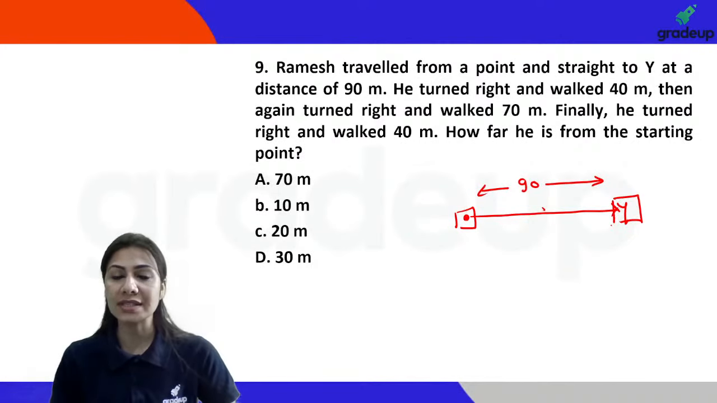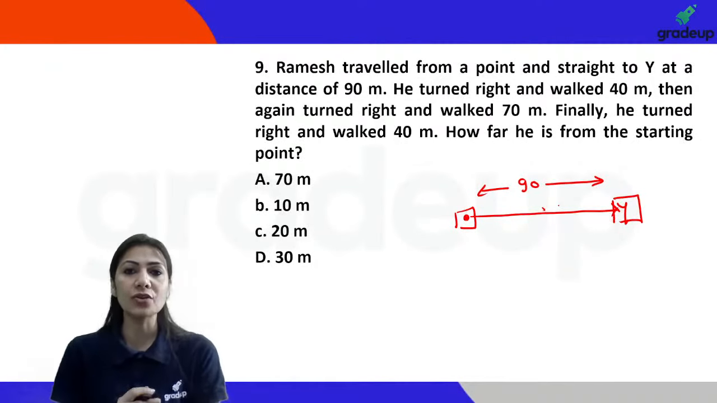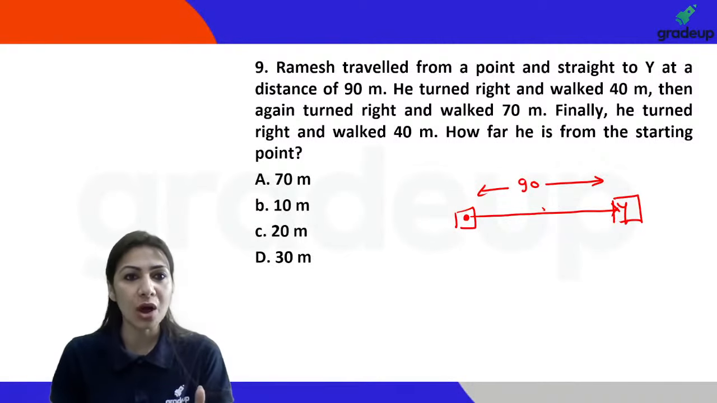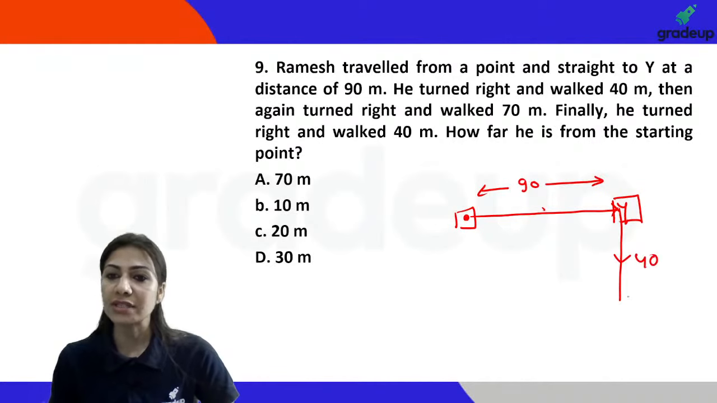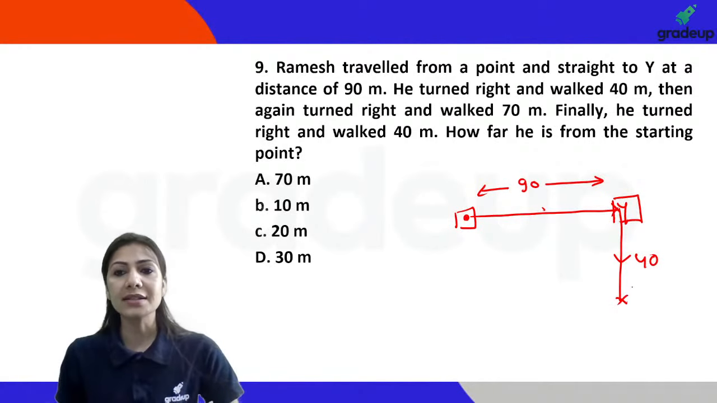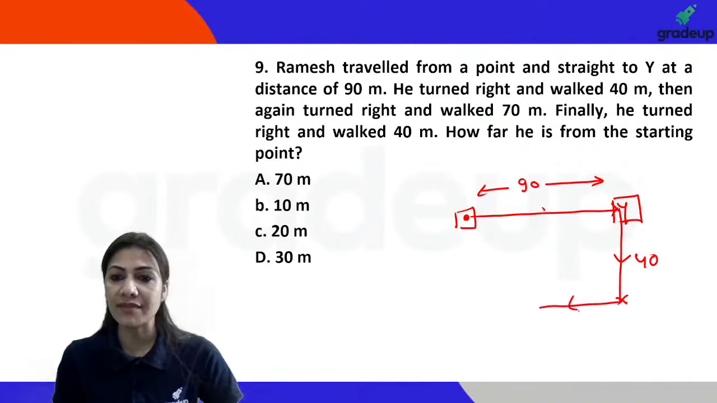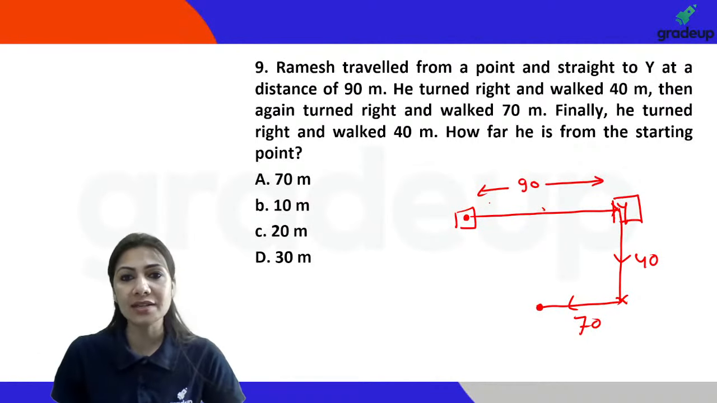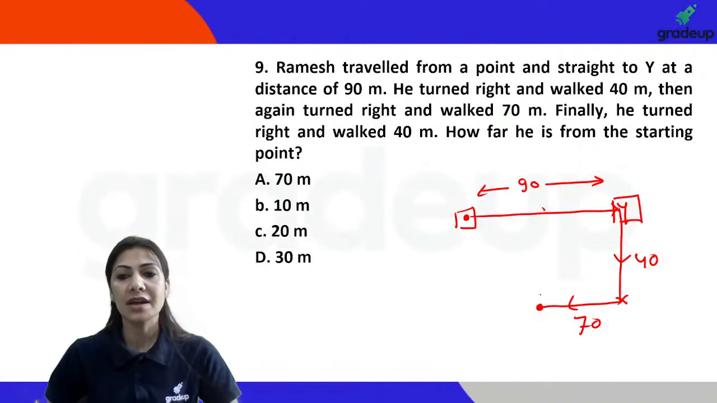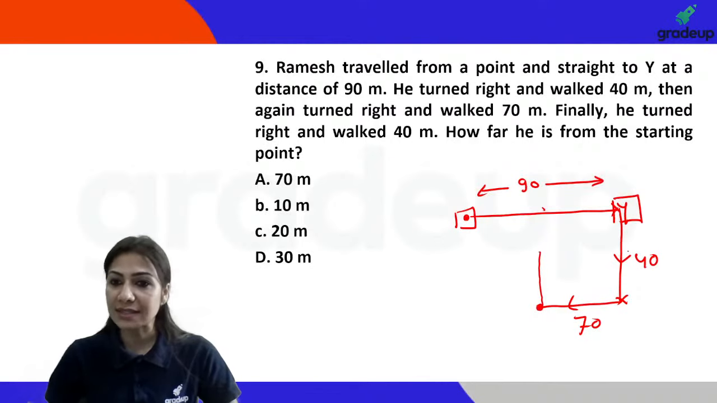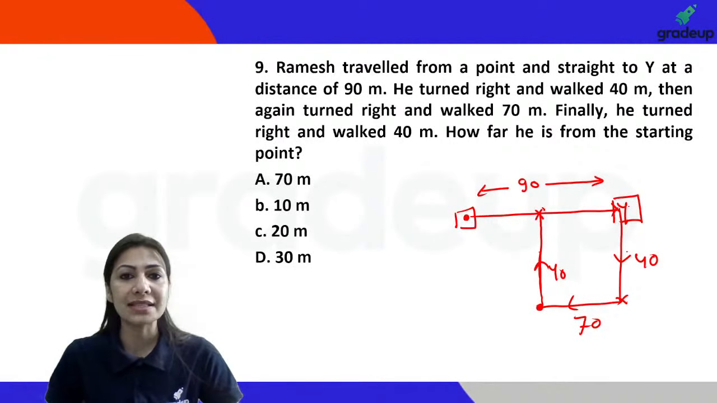Now from here the person turned towards right, so everybody knows that a right turn is always in clockwise direction, so the person will move towards south, correct? And this is 40 meters. Now the person is here, then again turning to the right, clockwise direction, somewhere here will be the person, and this is the next position. Finally he turned right and walked 40 meters. So turning towards right and walking 40 meters will obviously be towards north, because this is 40. So this man will cover 40 meters, and will be exactly somewhere in this line.